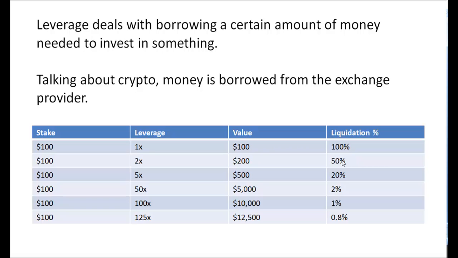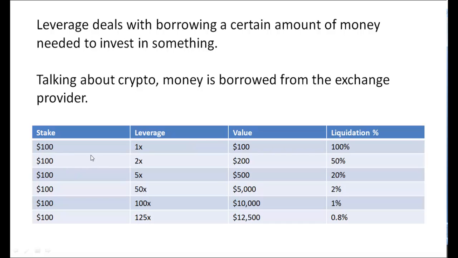Now the leverage number 1, which is 1x, 1 multiplied by 100, you have a value of 100, and the liquidation price will be 100%. Now you can agree with me that the Bitcoin price can never fall by 100%. So when you trade with 1x, it's very safe, but you are not making much profit. You are trading with the amount you have already as your asset.